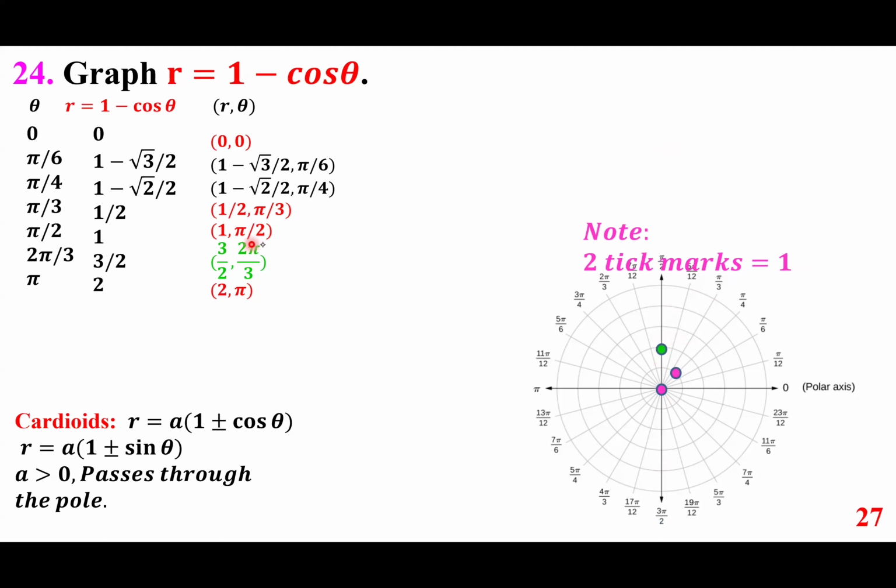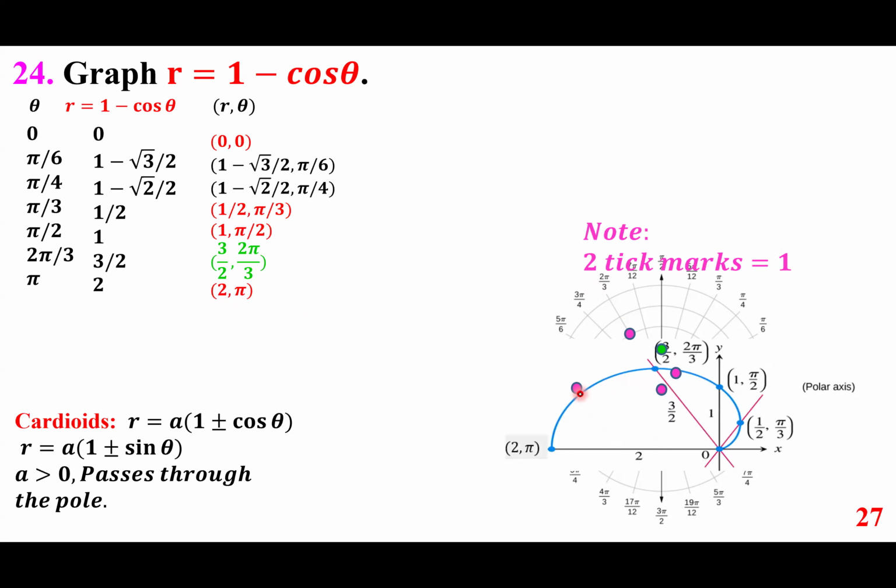2 pi over 3, so let's locate 2 pi over 3. It is here, and we want to go 3 halves. That means 1 and a half, that means 3 tick marks, 1 and 2 and 3. Okay. And pi, pi is this one. 2 means 4 tick marks, so 1 and 2 and 3 and 4, roughly. And if you put them together, it looks like that.